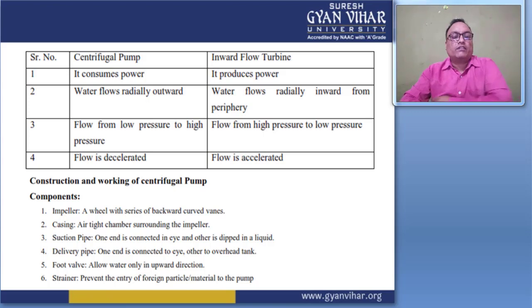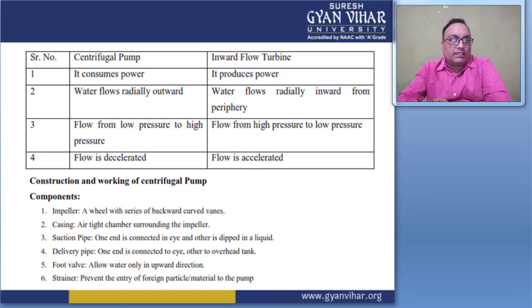So this is the construction and working of the centrifugal pump, and then the difference between the centrifugal pump and the inward flow turbine. The inward flow turbine works like a pump in reverse. The centrifugal pump consumes power, but the turbine produces power. They are opposite types of work. In the pump, water flows radially outward, and in the inward flow turbine, water flows radially inward from the periphery.